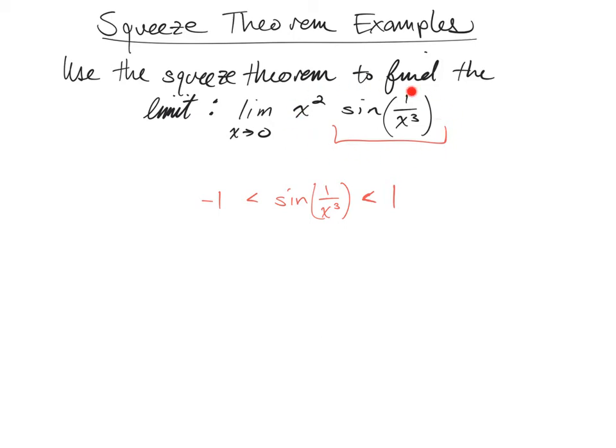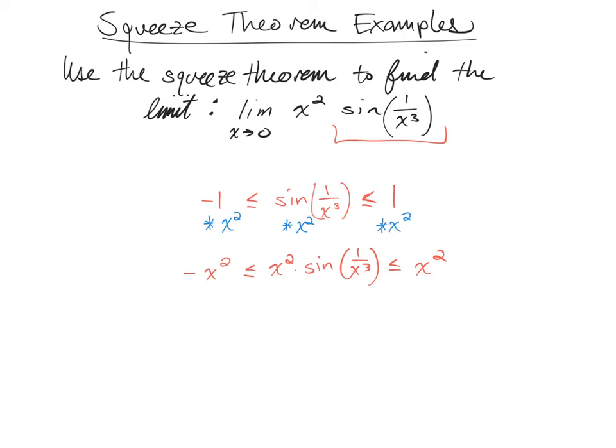So we're building up this expression inside of the limit. The next step here is I want to multiply all of these sides of the inequality by x squared, the part of the function that we can find the limit for nicely. And this gives us negative x squared is less than or equal to x squared times sine of 1 over x cubed, which is less than or equal to x squared. These should all have equal to's.